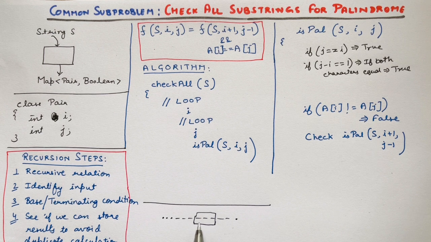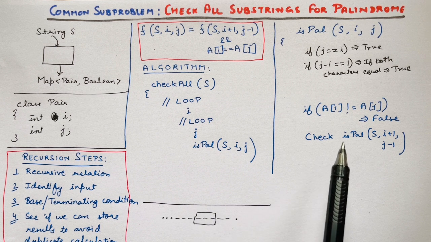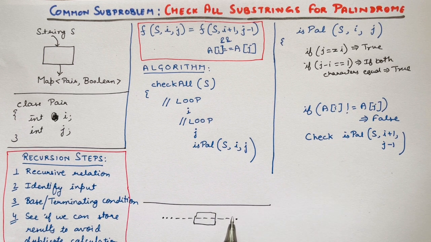Because let's consider this substring. This substring is part of many other substrings. It can be part of this, it can be part of this, and so on. So for all of these substrings, this substring will again and again be calculated here in the recursive calls, which is not efficient. So what should we do?